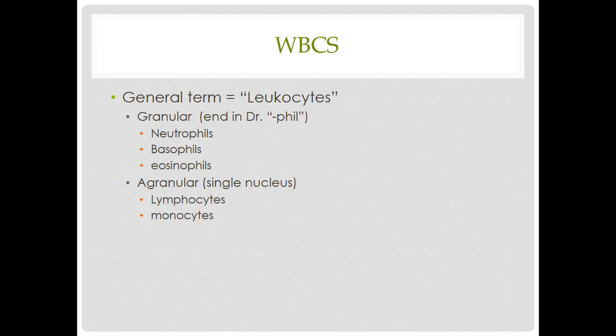There are different types. There are basically 5 different types of white blood cell. There are the ones which end in what I call Dr. Phil: the neutrophils, the basophils, and the eosinophils. They're granular. They have little grains in their cytoplasm. Then there are agranular cells, which don't have any grains and have a single nucleus. The granulars sometimes have multiple nuclei in one cell, but lymphocytes and monocytes usually have no grains and only one nucleus.